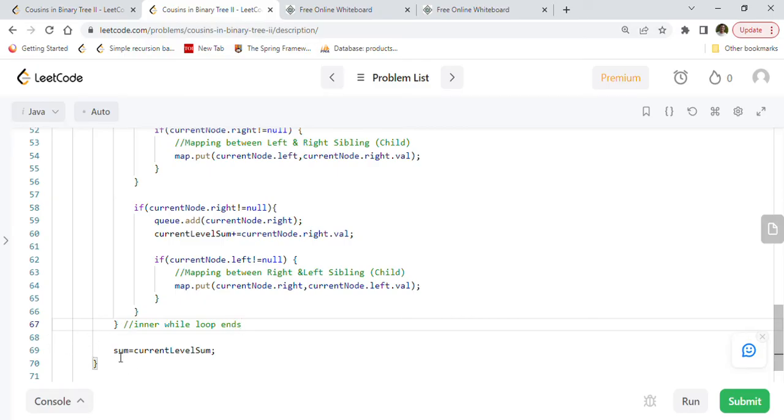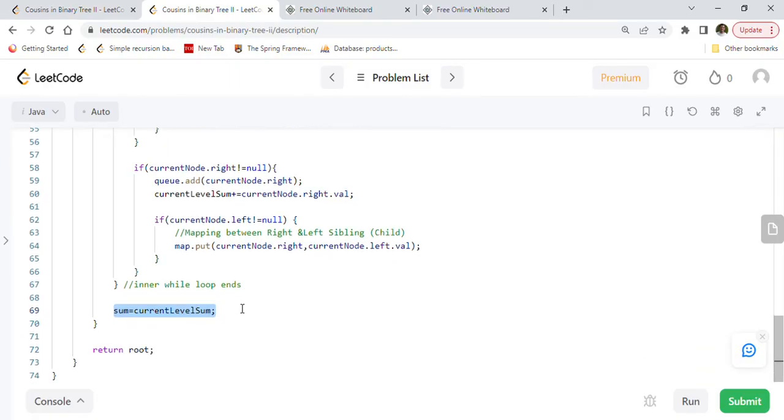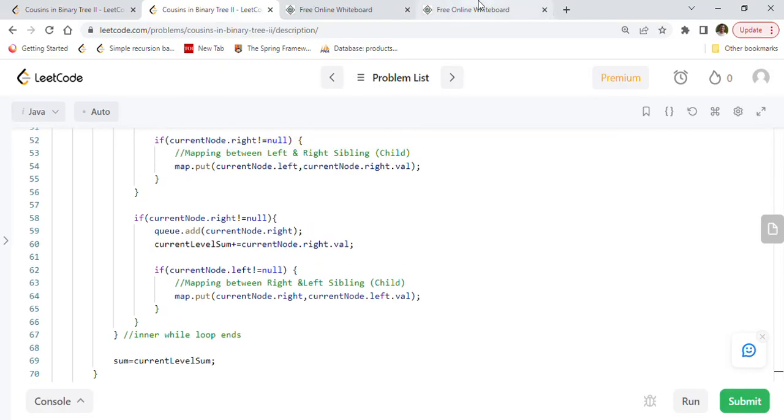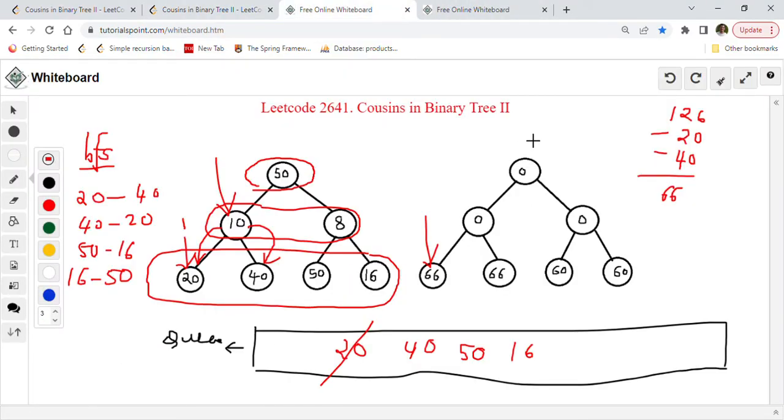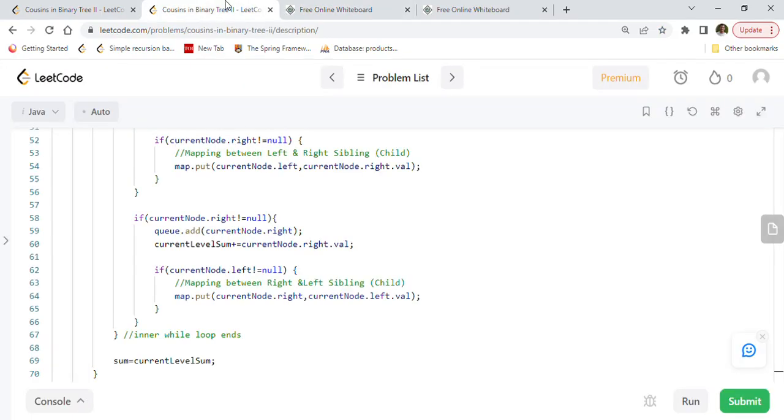And then you will just update your sum to the current level sum, right? So that you know that sum, basically, correct? And at the end you will just have to return the root. So you will be getting this output tree at the end, right? So this is how you can solve this problem. I hope it is pretty clear now how we have used a BFS and queue approach to solve this Leetcode coding problem, Cousins in Binary Tree 2.